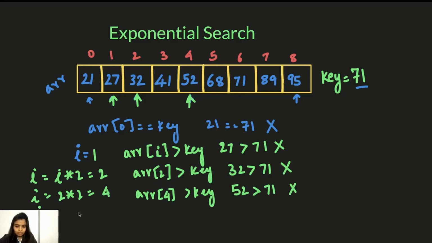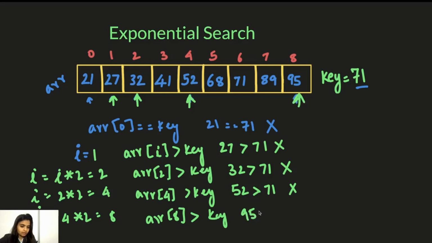i is equal to 4 now. 4 times 2 is equal to 8. Is array of 8 greater than the key? Array of 8 is 95. Is it greater than the key, which is 71? Yes, it is. So now what we do is we apply binary search on this part of the subarray.